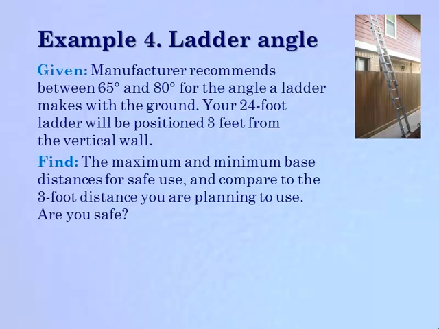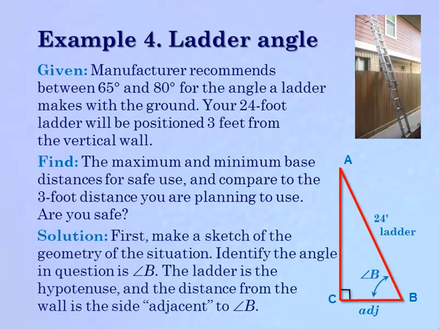So first, as always, make a sketch of the geometry of the situation. We have our angle B in our triangle, which is the angle the ladder makes with the ground, and that's supposed to be between 65 and 80 degrees. We have our 24-foot ladder standing up against the wall, and adjacent to that angle we have our 3 feet, how far our ladder is away from the wall.